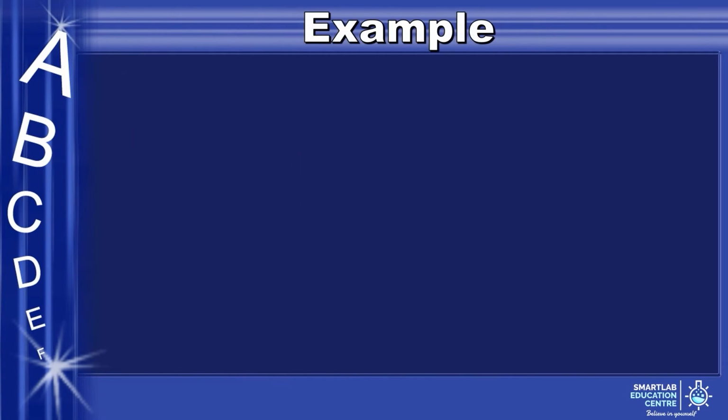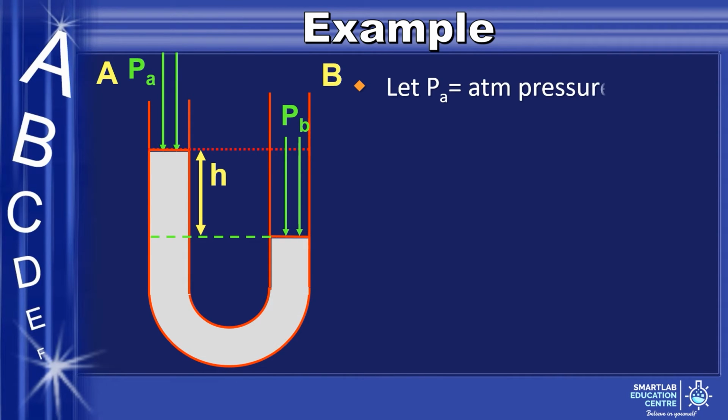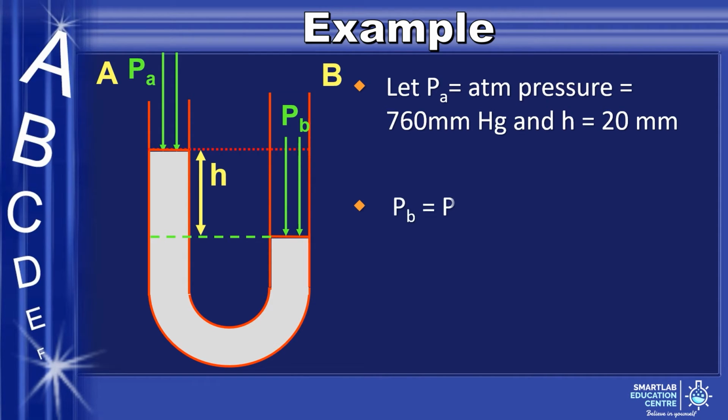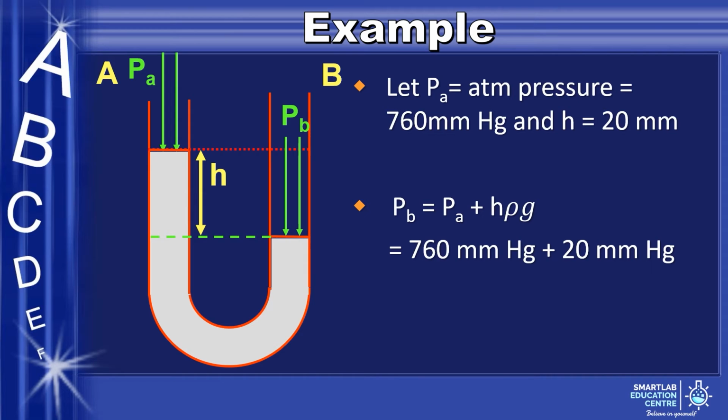Let us look at an example. If pressure A is the atmospheric pressure and the difference in height is 20 mm, what is the pressure exerted by B? We can state that the pressure by gas B is the atmospheric pressure plus the difference in pressure between A and B, which is 20 mmHg. This should give us 780 mmHg. This is only true if the mercury is the liquid in the manometer.